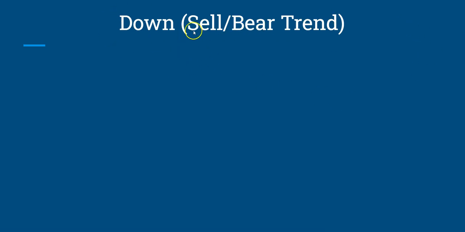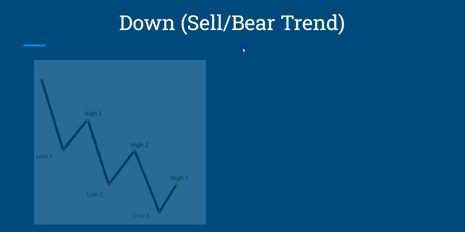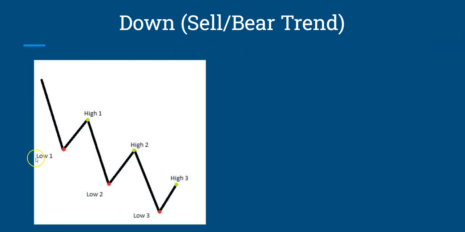So a downtrend is basically called a seller's market, or a bearish trend, right? So uptrend, remember, is a bullish trend. It's a bullish market. Downtrend is a seller's trend. It's a seller's market, right? So with downtrends, you'll have the total opposite.